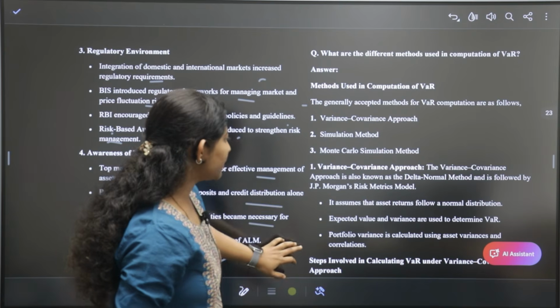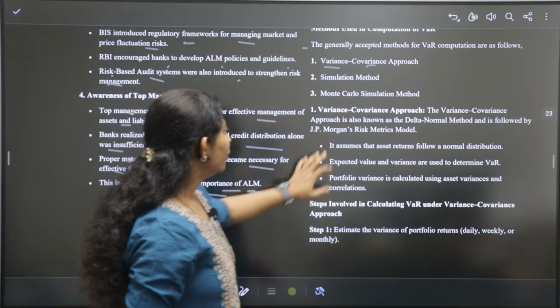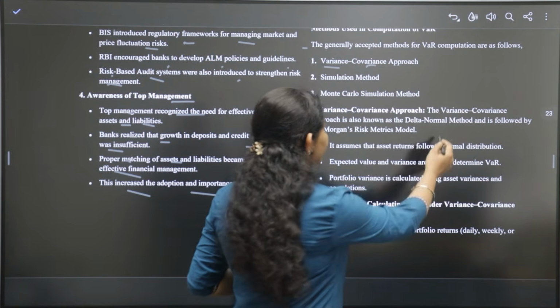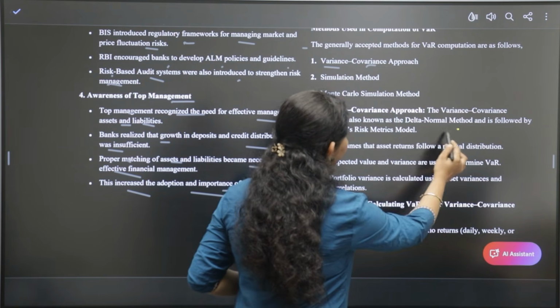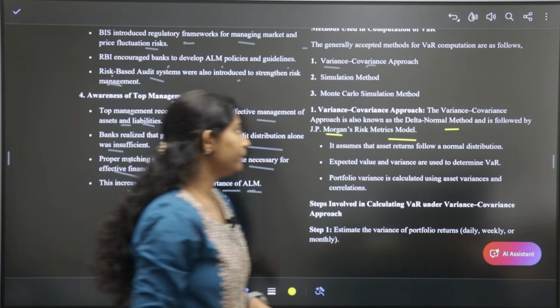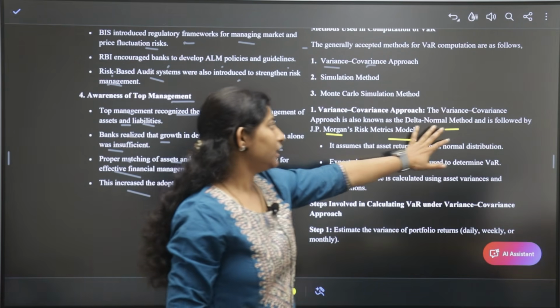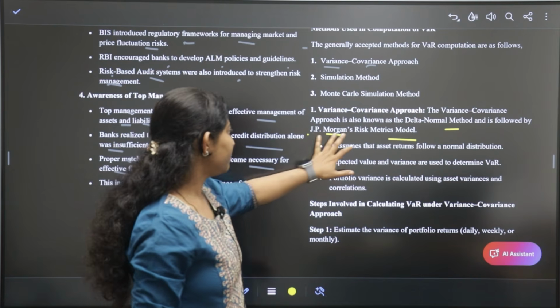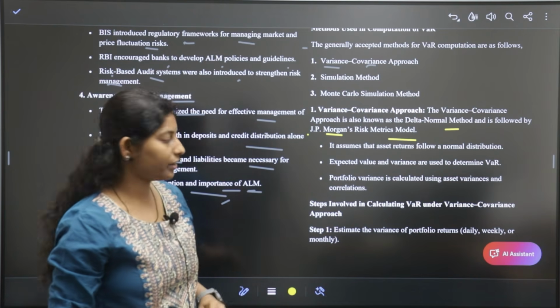Variance covariance approach. The approach is also known as the delta normal method. It is followed by JP Morgan's RiskMetrics model. So this is also known as the delta normal method, and it has been established by JP Morgan for the RiskMetrics model.